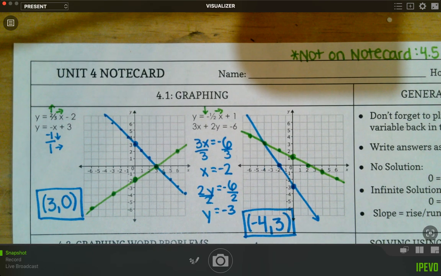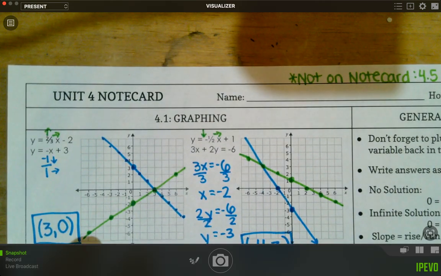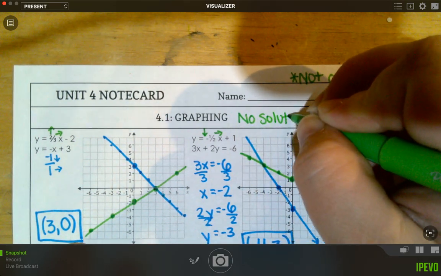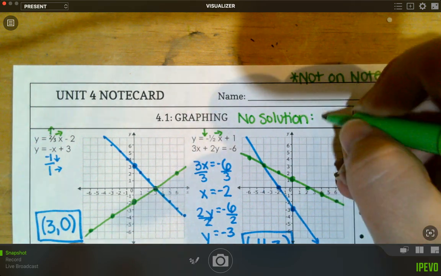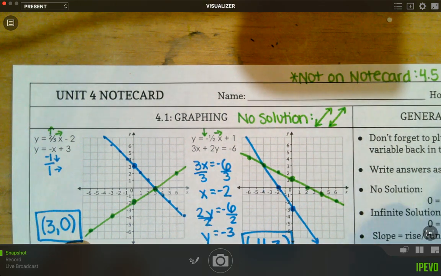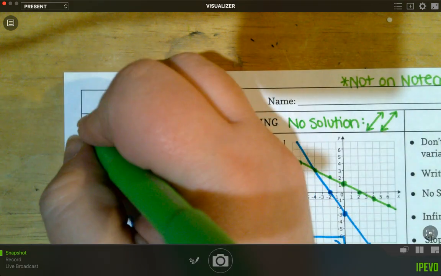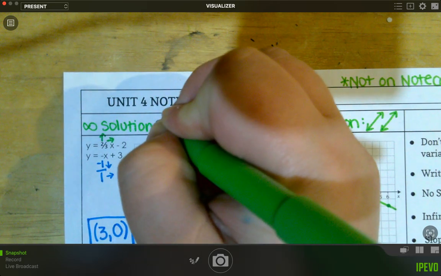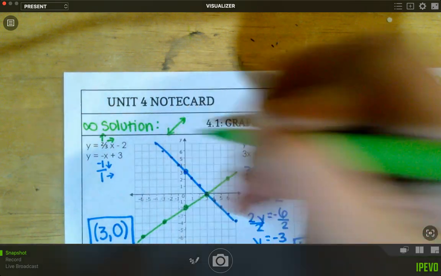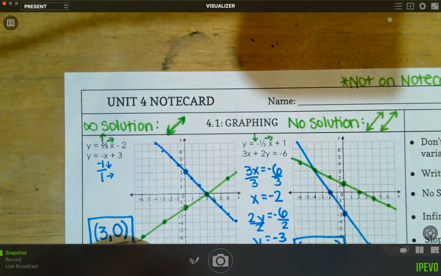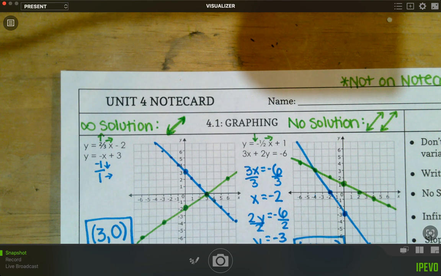One thing I want to say as a reminder before we move on is that there is a no solution possibility with lines, and that it looks like this. 2 parallel lines that never cross. There is also an infinite solution possibility, and that is if you have one line like this, and then you have another line on top of it. But you look, it looks like one line because there's 2 lines on top of each other.